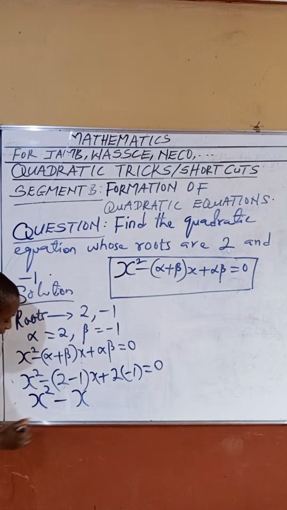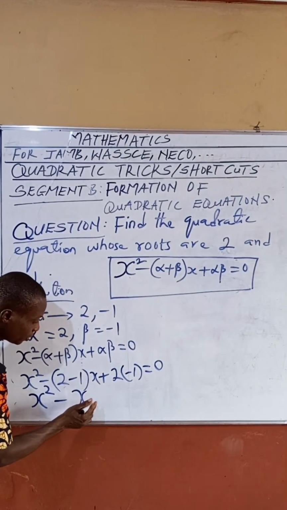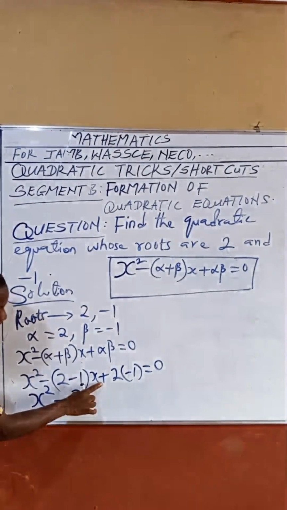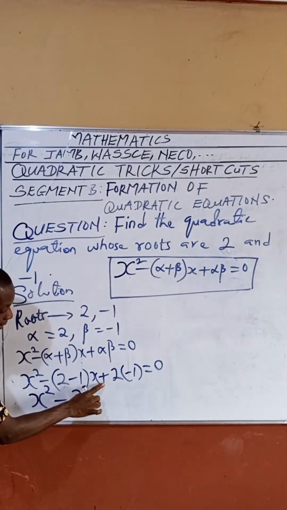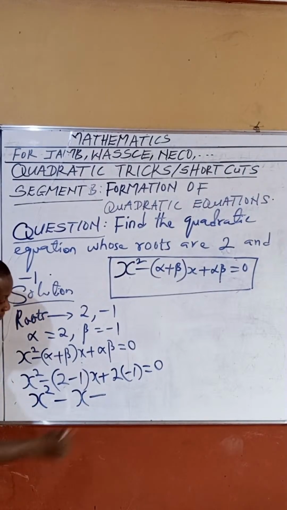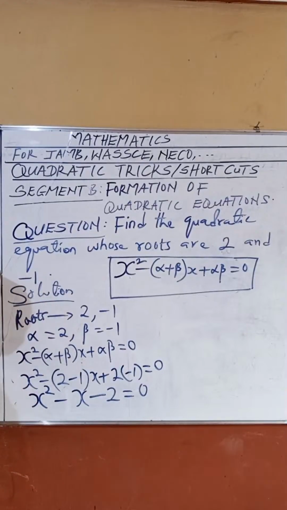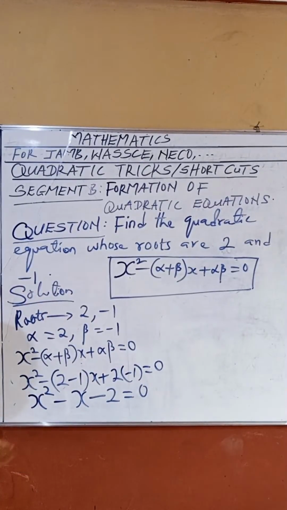So which means we now have x squared minus 1x, but usually we don't write it. And then plus, let me show you something here. This is minus and this is plus. So minus times plus or plus times minus will give us minus here. Then 2 times 1 will give us 2. And that is equal to 0. That's the answer. So you can see it. This is how to form quadratic equation.